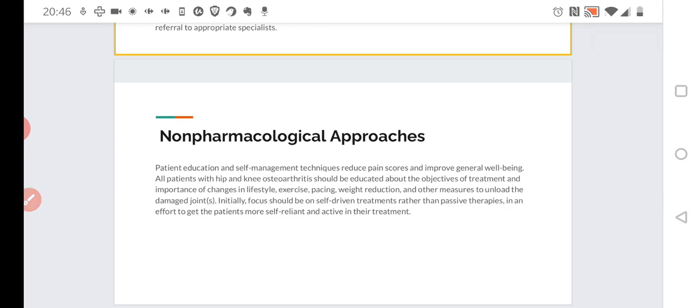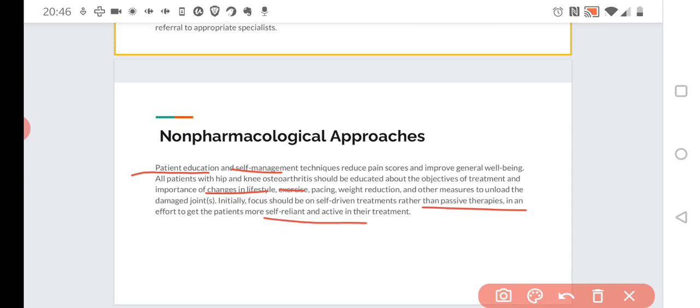Non-pharmacological approaches. So about non-pharmacological approaches, very important are patient education and self-management. Generally, it is also proven that change in lifestyle, reducing body mass, and exercises can lead to reduction in pain. Because exercises, for example, can help in stabilizing the structures of the joint. Initially, focus should be put on self-driven treatments rather than passive therapies in an effort to get patients more self-reliant and active in the treatment.